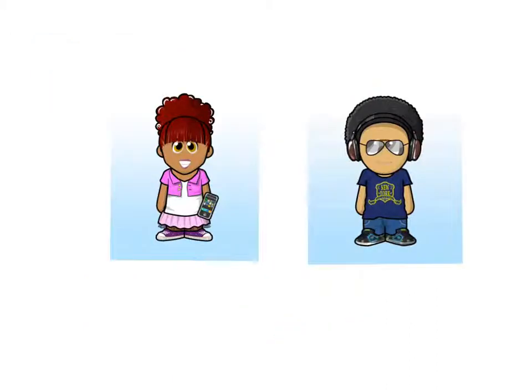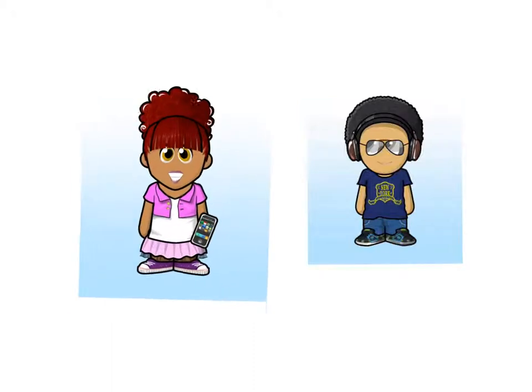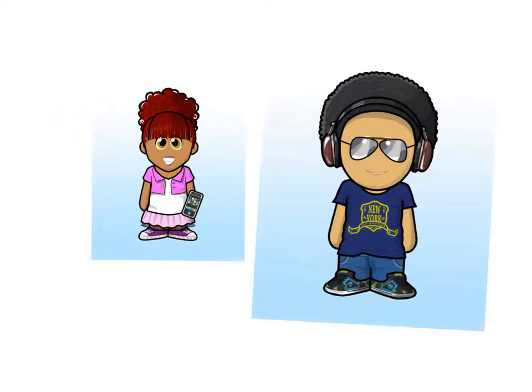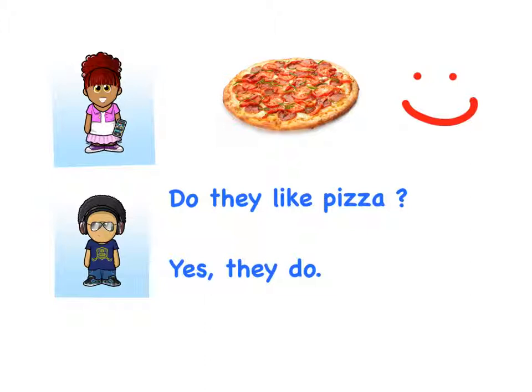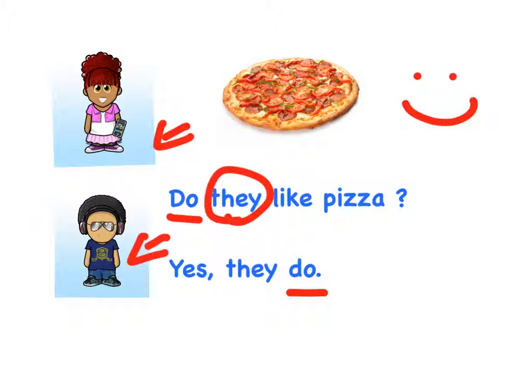Now imagine we're talking about two different people. My sister Stephanie and my brother Bob. Stephanie and Bob like pizza very much. So if you ask me the question, do they like pizza? I will answer, yes they do. Pay attention here. We're talking about two people, Stephanie and Bob. They. So I'm gonna ask you using do. Do they like pizza? Yes, they do.